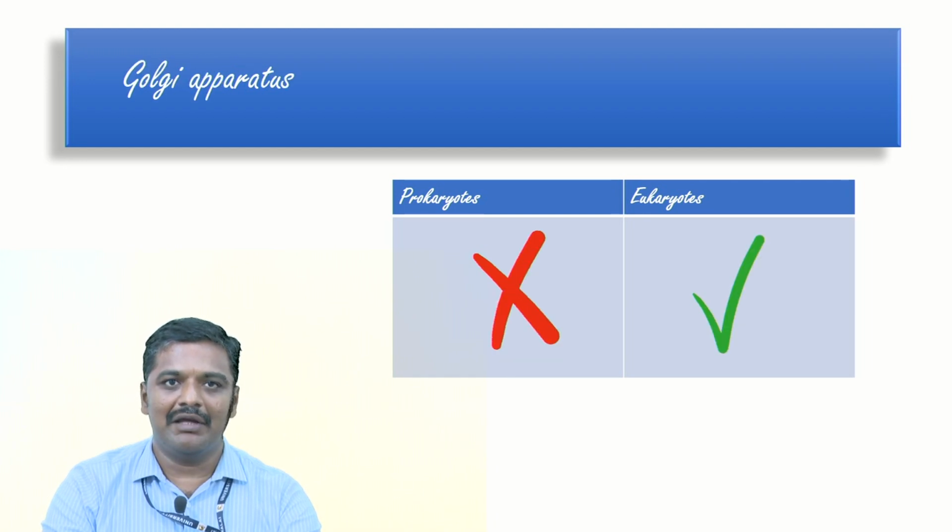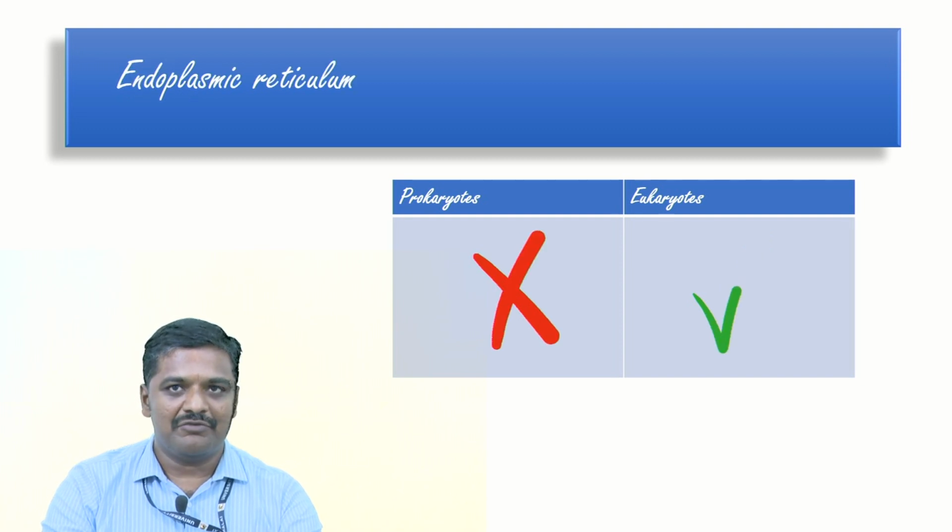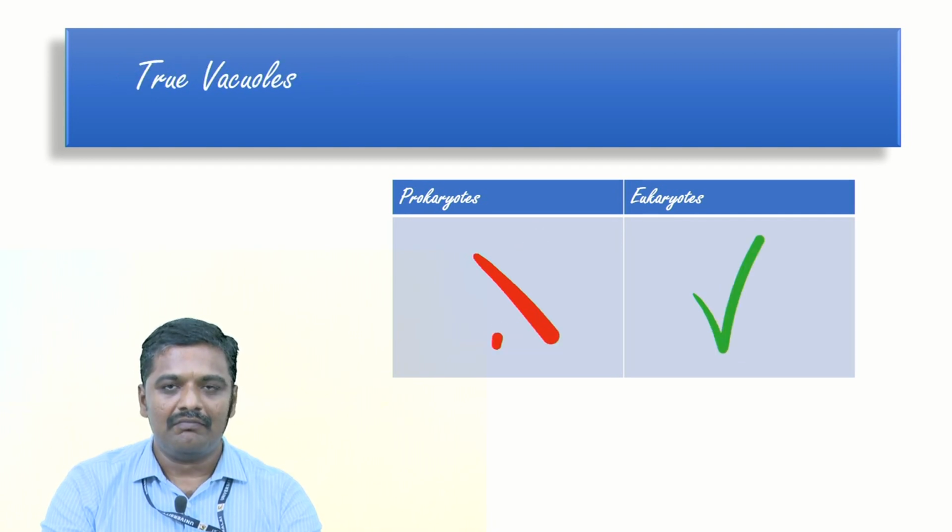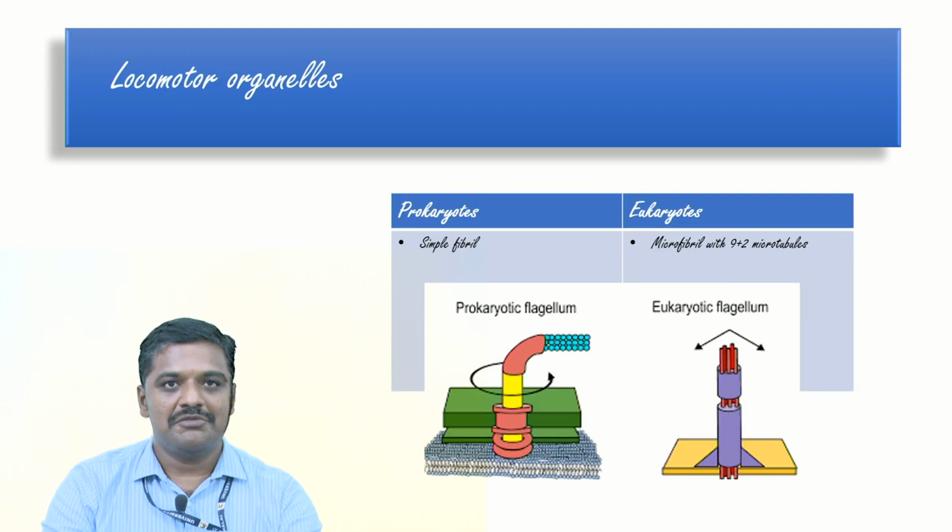Next one is the Golgi apparatus, another important cellular organelle. It is present in eukaryotes, but it is absent in prokaryotes. Next one is the endoplasmic reticulum. Again, it is present in eukaryotes and it is absent in prokaryotes. Next one is true vacuoles, another important internal organelle that can be present in eukaryotes and is absent in prokaryotes.